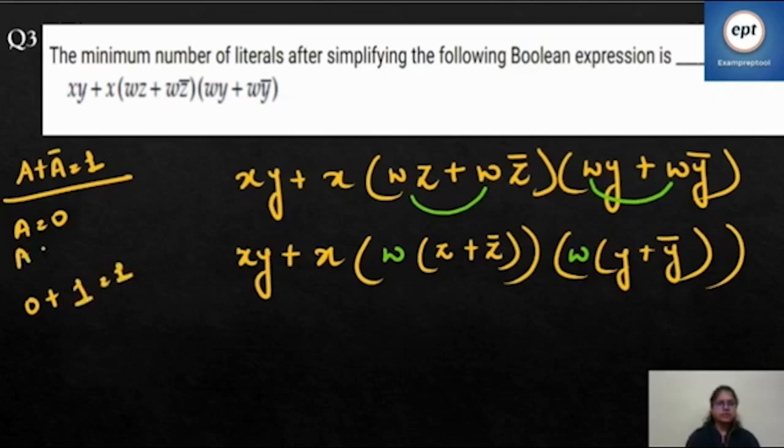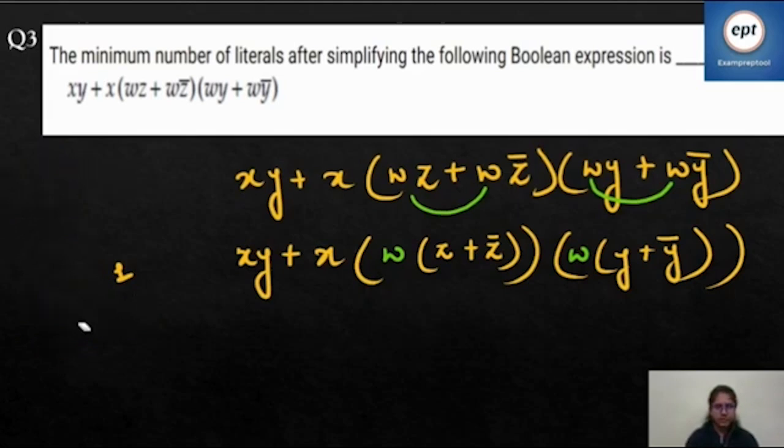If you consider the a value as 1, it will be 1 plus 0. This plus is always considered as the OR in digital, so it will be 1. To make an OR 1, one of the terms or gates should be 1, so the whole expression comes out to be 1. So this is the method.